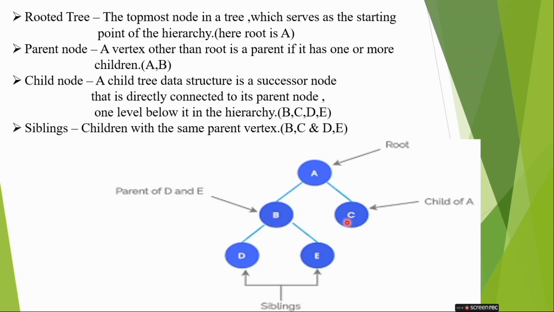Means what? B and C came through the same parent, that is A. So B and C are siblings to each other. Here also D and E are siblings to each other. Why? Because they belong to the same parent B. Okay. Next.